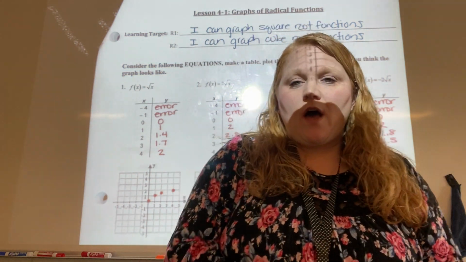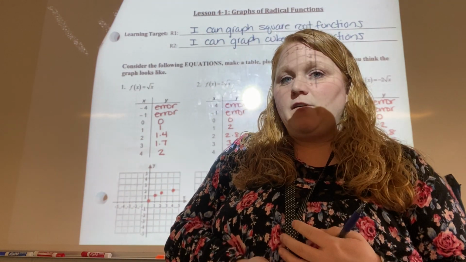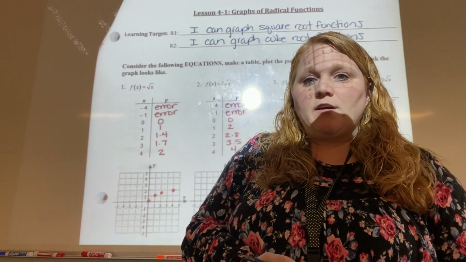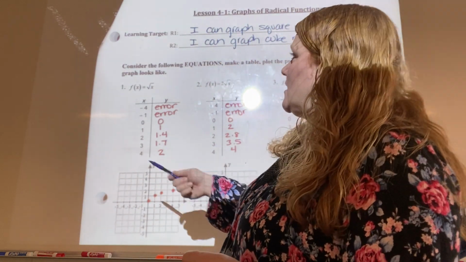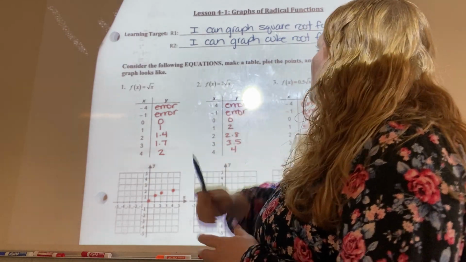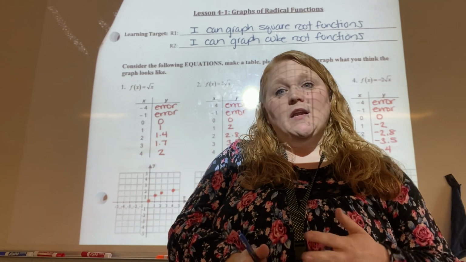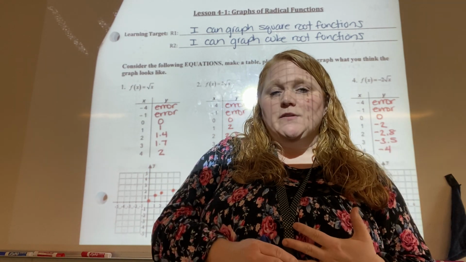For this video, we are in Unit 4, Lesson 1, so we're looking at radical functions, and we're graphing both square root functions and cube root functions. So we have two learning targets. Number one, we're going to be graphing them, but we're also going to be looking at some of their characteristics. We have a ton of characteristics we can talk about, like the y-intercept, the x-intercept, and all those things.